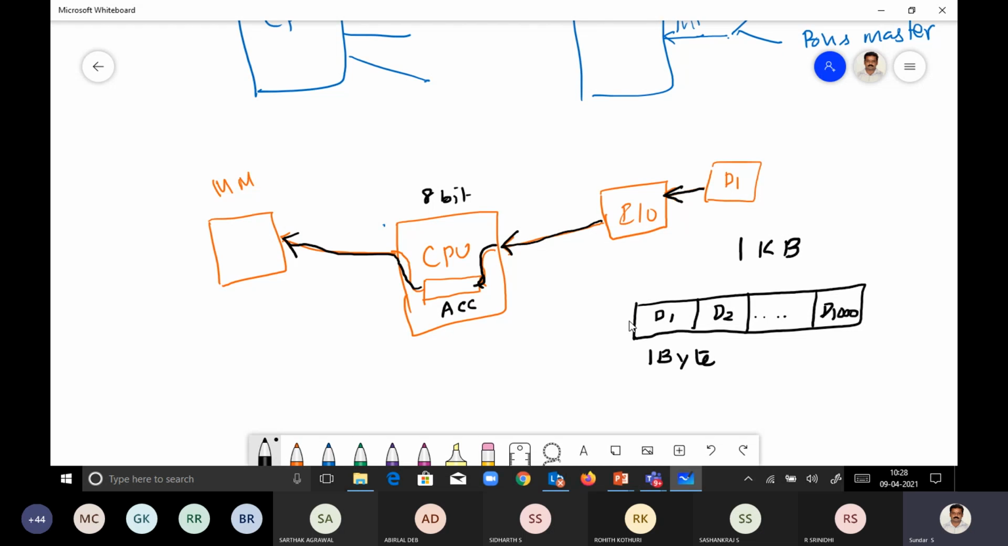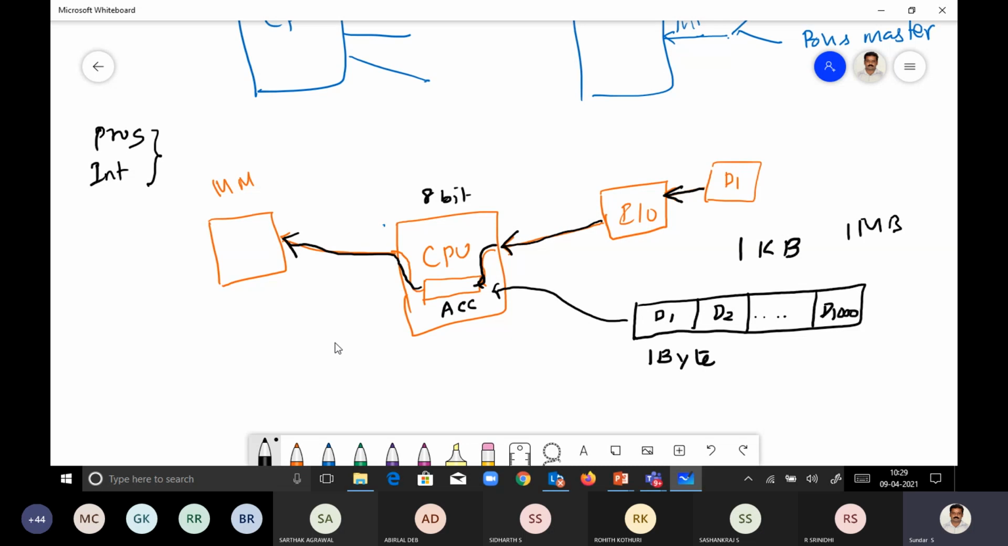So the first data from the device will follow this way. Second data will follow this way. Third data. So up to 1000 data, this is the way the process will happen. Suppose 1 megabyte of data. Again, it is divided into that many portions. So byte after byte, the data will be sent to the main memory. So this is what happens in programmed IO and interrupt IO. In both cases, whenever an IO device wants to talk to memory, it has to talk through the CPU. It has to use the CPU in the communication path.